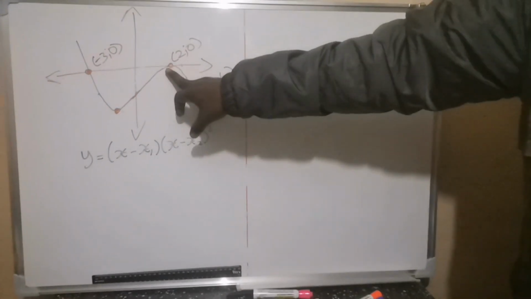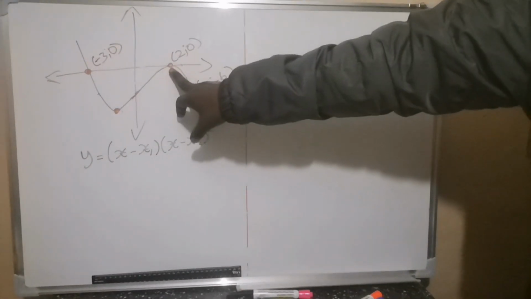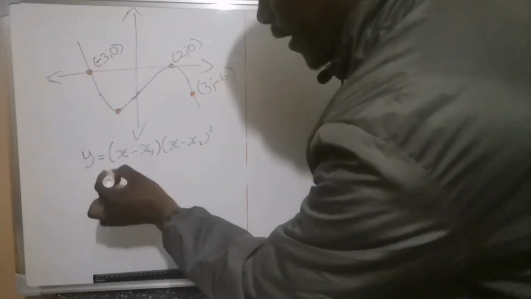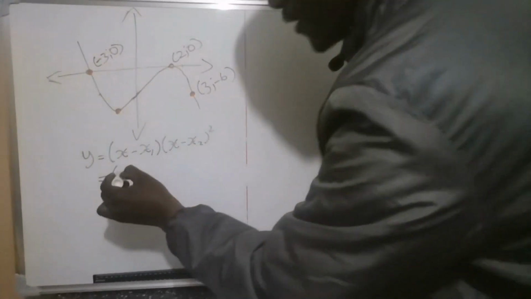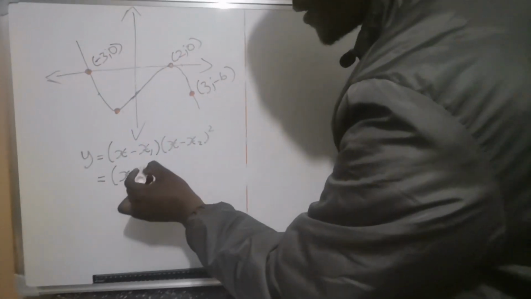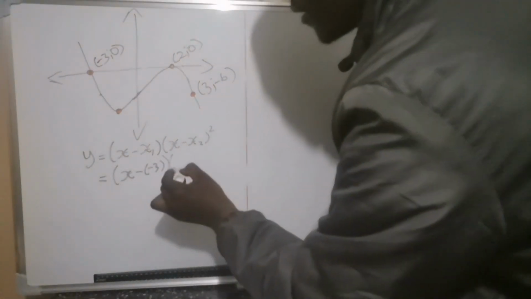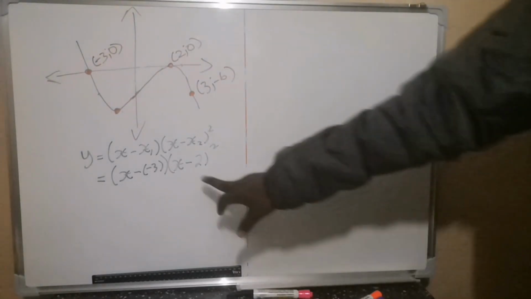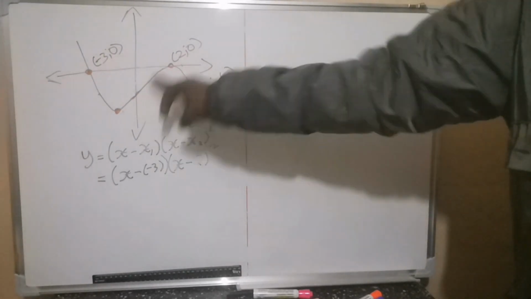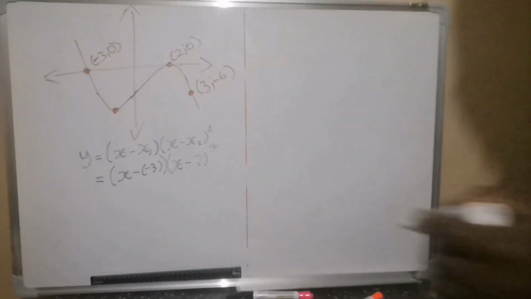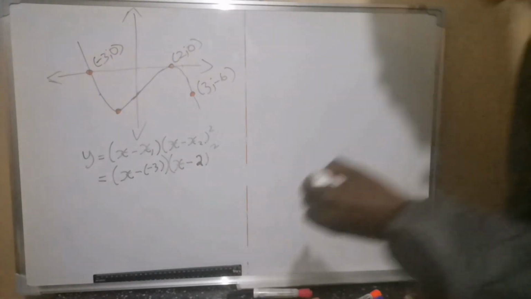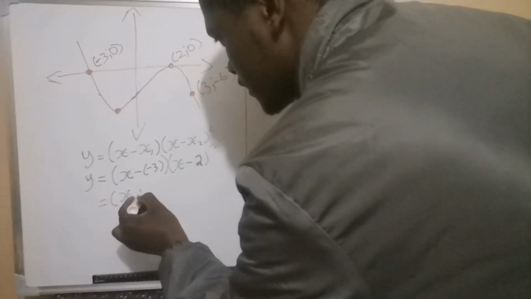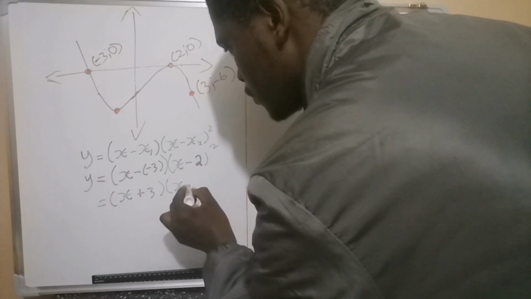So this 2 here represents a turning point and also an x-intercept. That means you're going to have two x coordinates that are the same. So we're going to have x minus negative 3, x minus 2 squared. This only happens if and only if a point touches; that's where the point touches, we'll have two x values. Then you have y equal to x plus 3, x minus 2 squared.